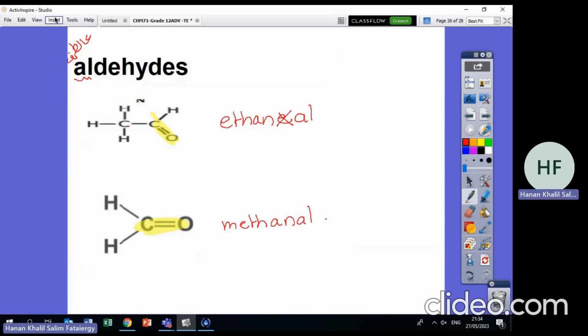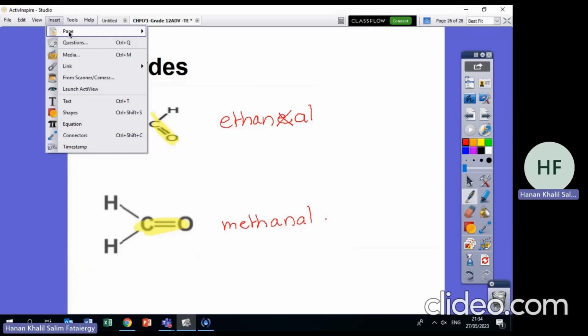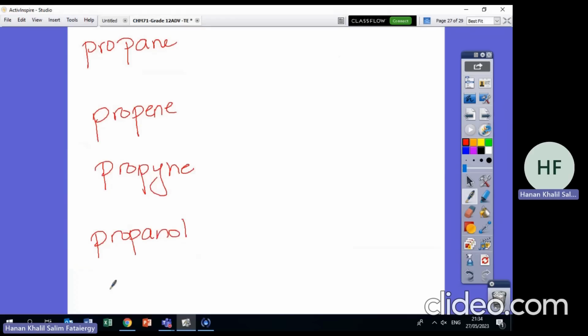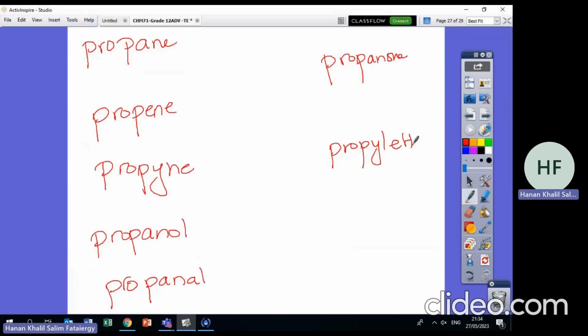Okay, now before we move on, I will insert a page and I want you to draw the following structures. If I say propane, propene, propyne, propanol, propanal, and propanone. Okay, I want you to distinguish between them. Also propyl ether or propyl amine. Okay, let's see what the difference is between each structure and the other one.